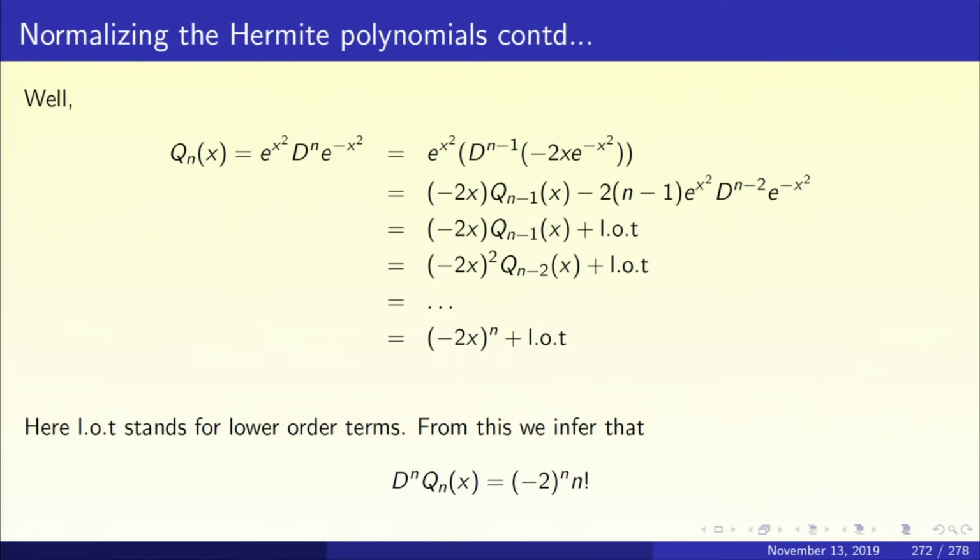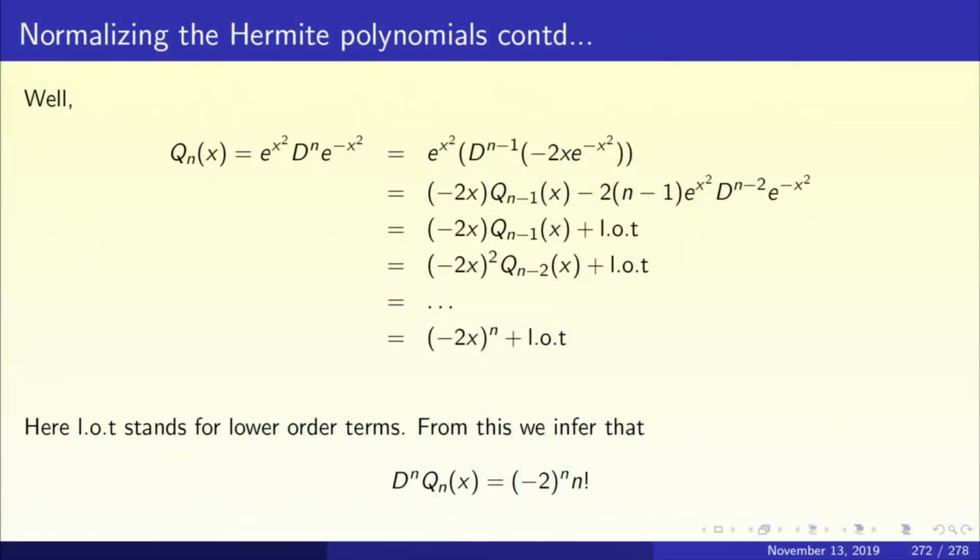I applied the Leibniz rule for the kth derivative of a product of two functions. The binomial coefficients come in. Now, look at the second term. The second term has now been written as lower order terms. So, it is minus 2x times q(n-1)(x) plus lower order terms.